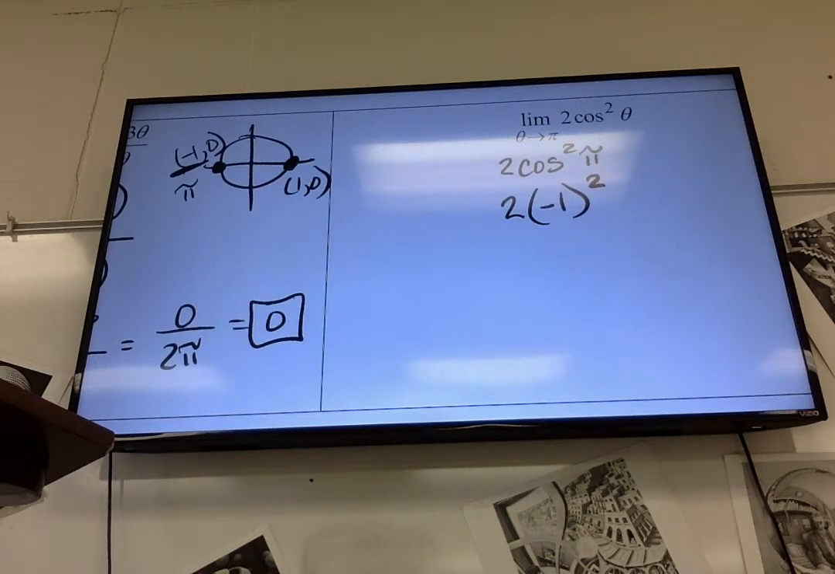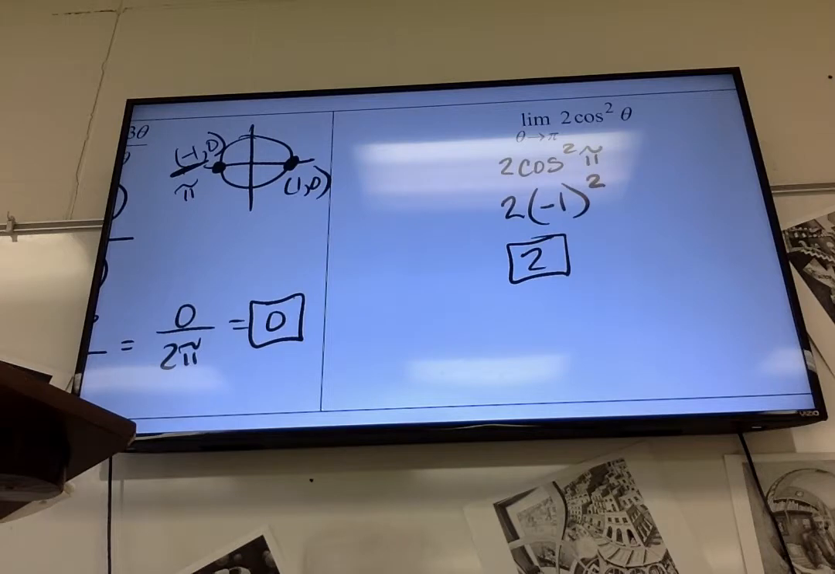y over x, because it's sine over cosine for tangent. So this becomes 2 times 1, which is just 2. So the limit as theta approaches pi is that. Can we go with that?